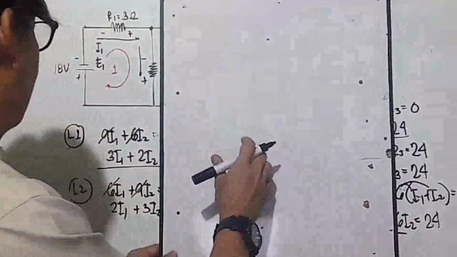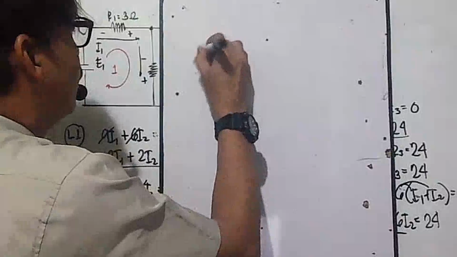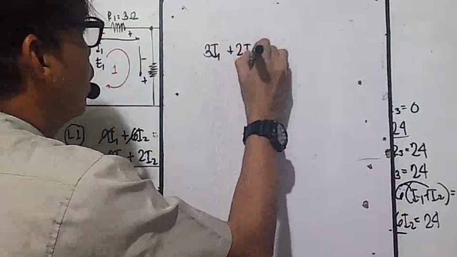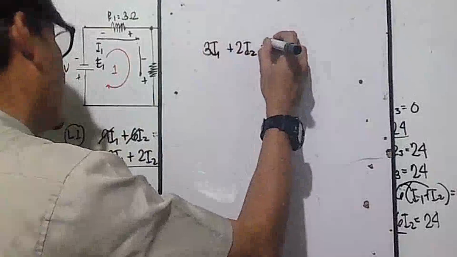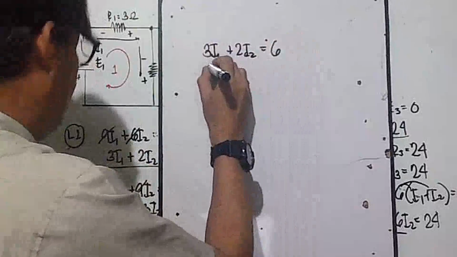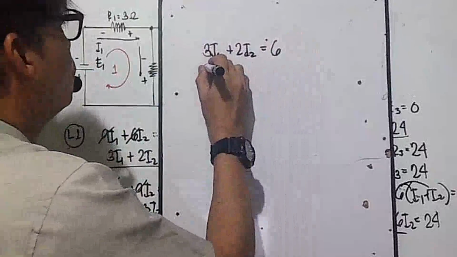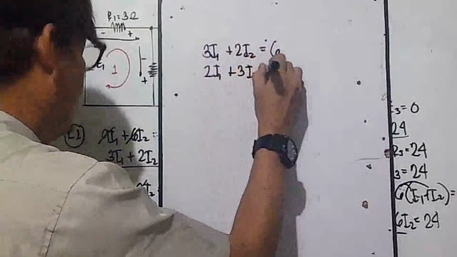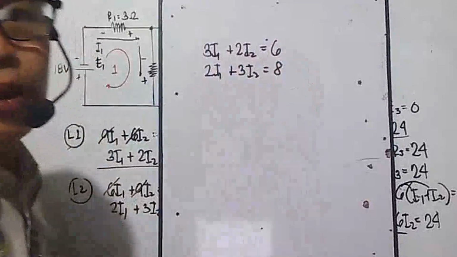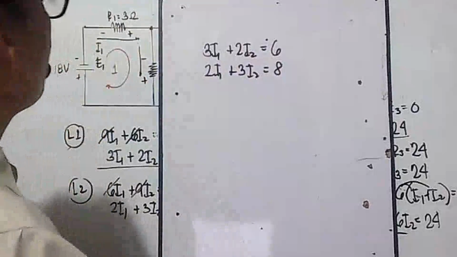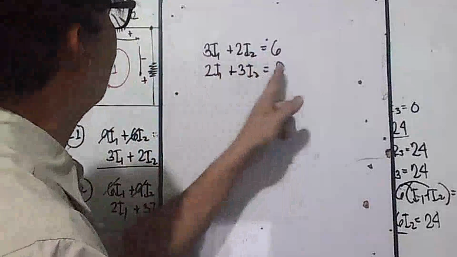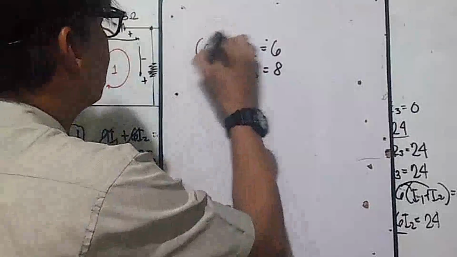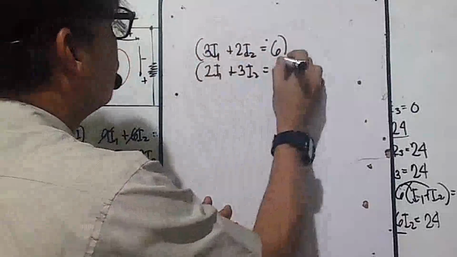Okay. So I'll be writing here, this is your first equation, 3I1 plus 2I2 is equal to 6. And then your second is equal to 2I1 plus 3I2 is equal to 8. Okay, so ito yung equations natin, equation 1, equation 2. So we could cancel, I1. So this is 3I1 and 2I1.